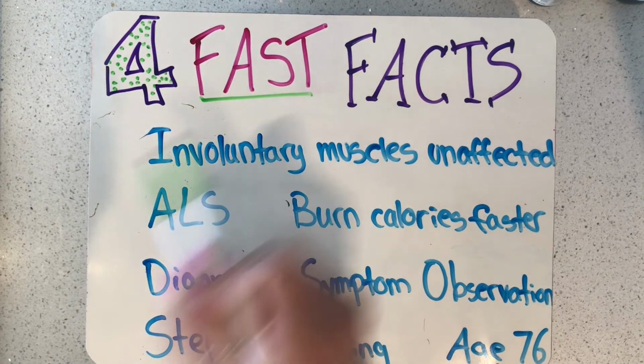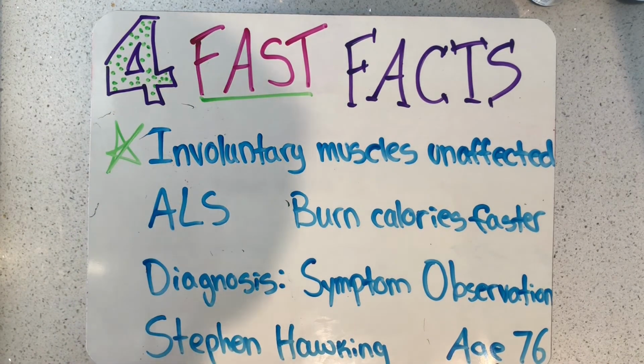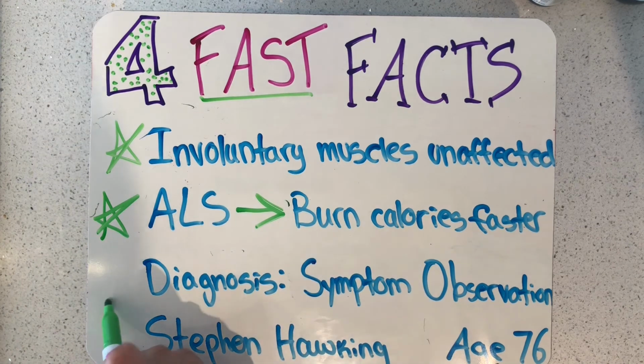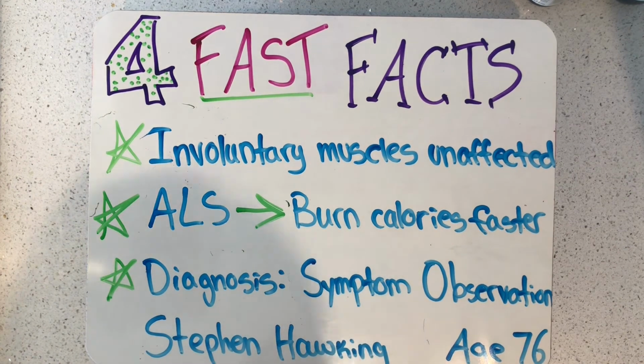4 fast facts about ALS. Involuntary muscles are unaffected because these muscles receive neural impulses from the extrapyramidal motor pathway, which is not affected by ALS. Individuals with ALS also burn calories faster, and this is because they have a lower muscle mass due to atrophied muscles. There is currently no official test for ALS. However, there are common signs and symptoms associated with ALS, making a diagnostic criteria through observation of symptoms.